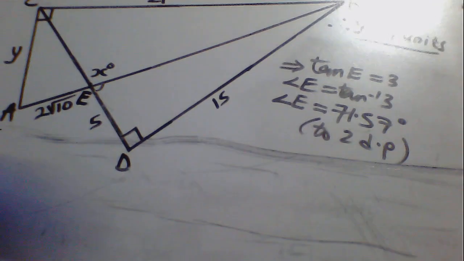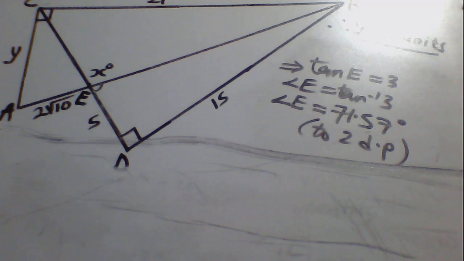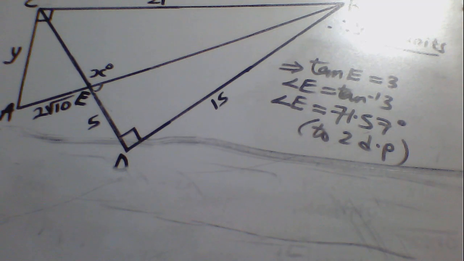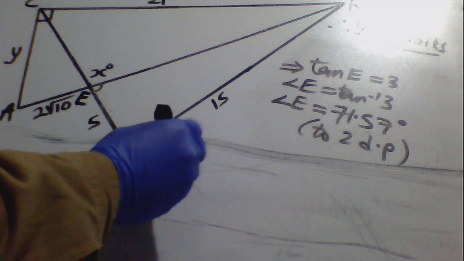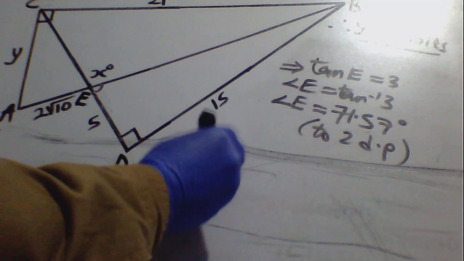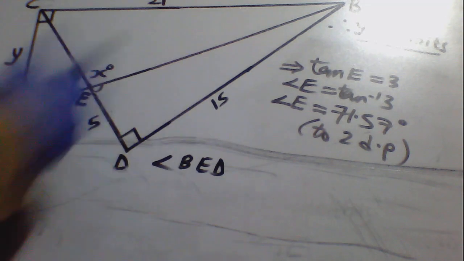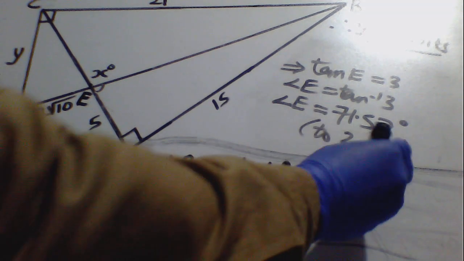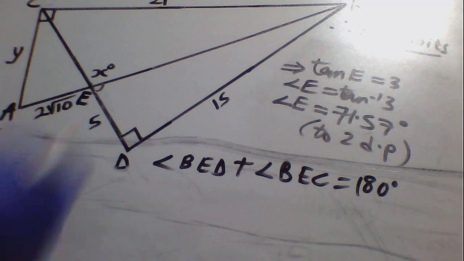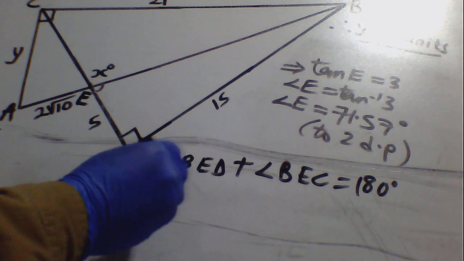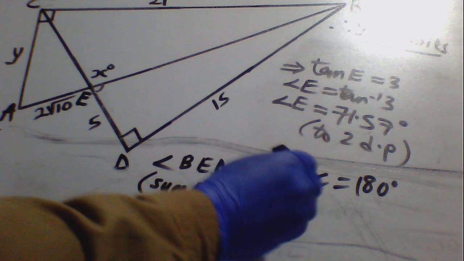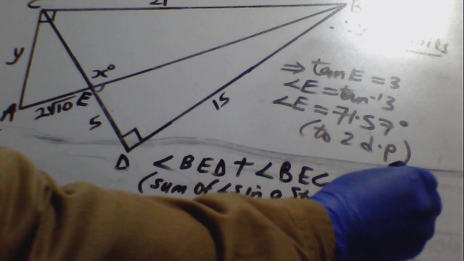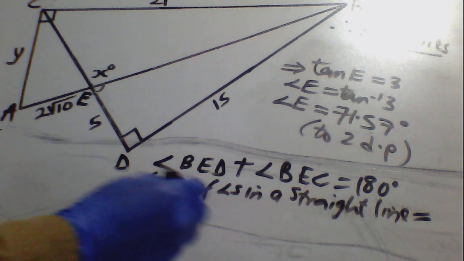So once you have gotten angle E, the next thing you have to do is to return to this diagram. From the diagram, you see that angle BED plus angle BEC is equal to 180. These two angles here are equal to 180. The reason is the sum of angles on a straight line equals 180 degrees.